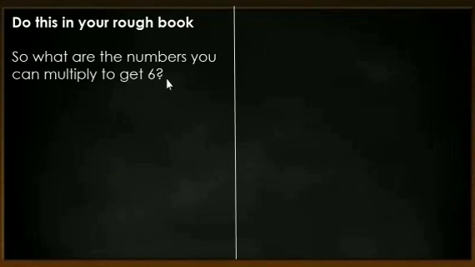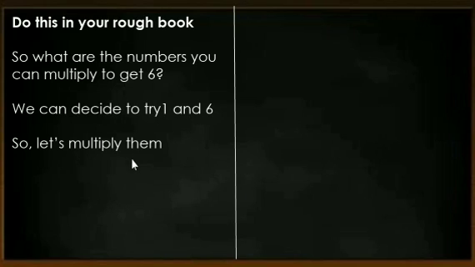So you do the following in your rough book. What are the numbers you can multiply to get 6? Think of them. We can decide to try 1 and 6. So let's multiply them and see what will happen. When we multiply 1 and 6, we'll have a 6. So it has passed the first criteria.